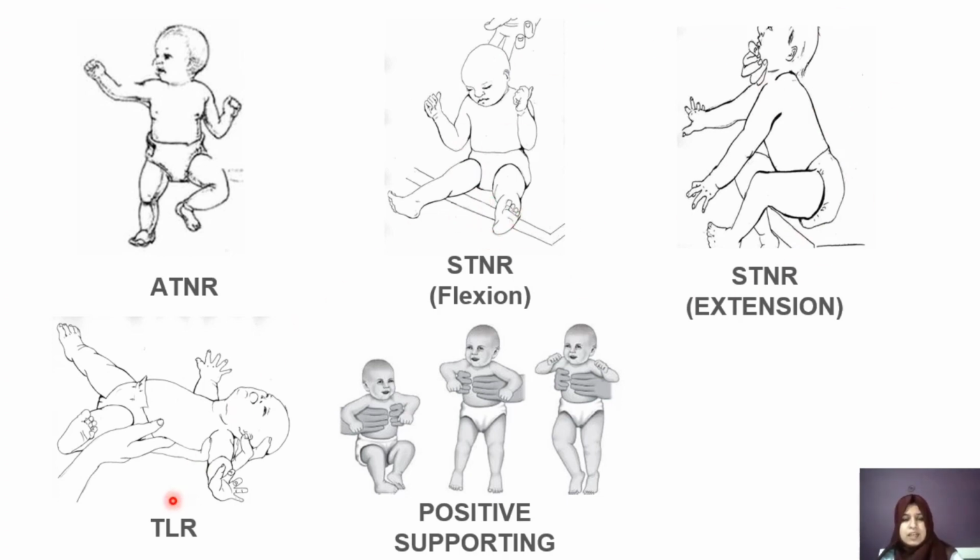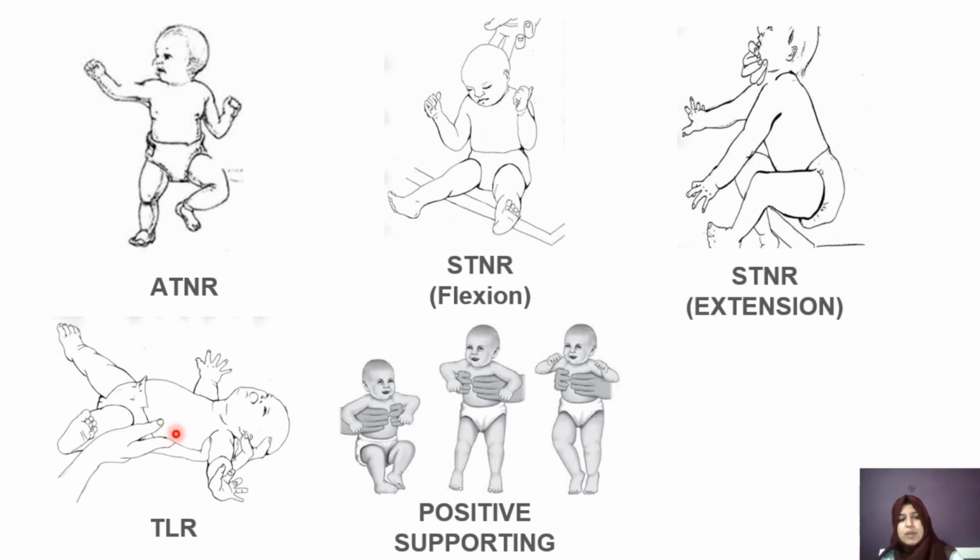Then next is the TLR, tonic labyrinthine reflex. For this reflex, the stimulation is the prone position and the supine position. When the therapist puts the baby in the supine position, the upper extremity and the lower extremity will be in the extended position after the supine position.